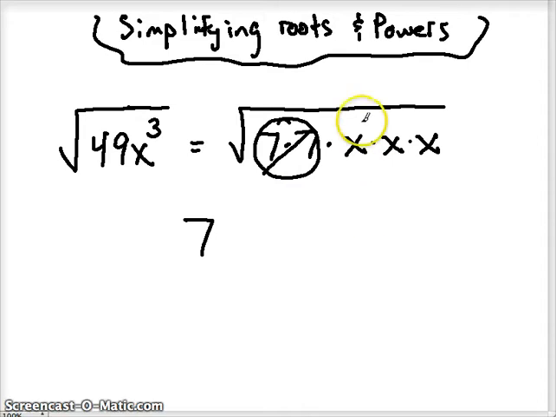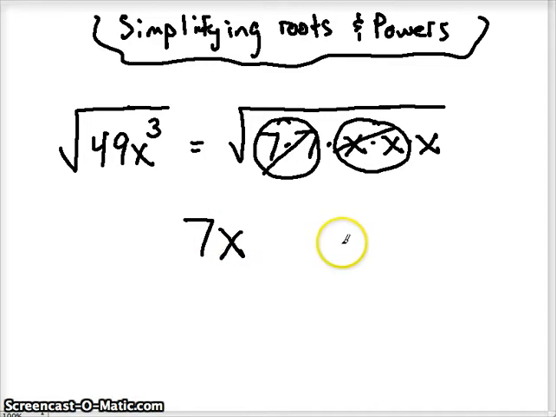We do the same thing with all our other pairs. Circle your pairs, cross them both off, and take one out. So we don't have another pair of x here, so that stays under the radical. We can't take the square root of just x, but we did take the square root of x squared. The square root of x squared is just x.